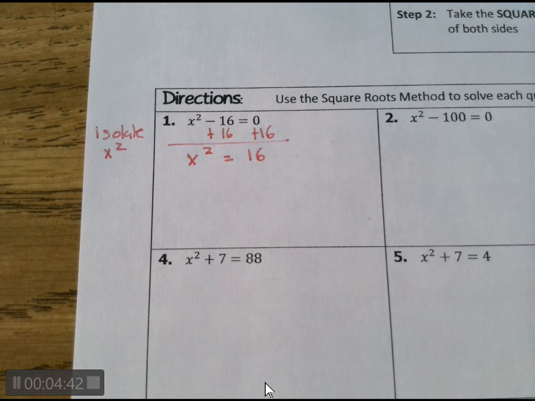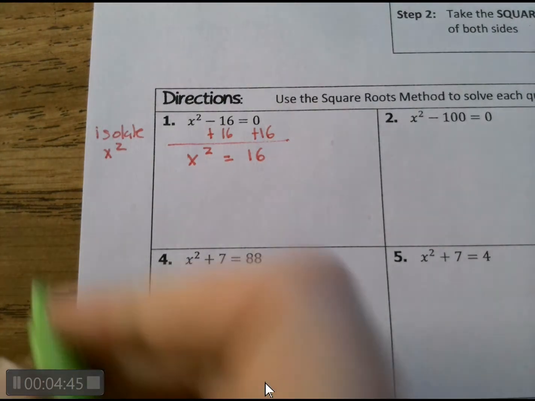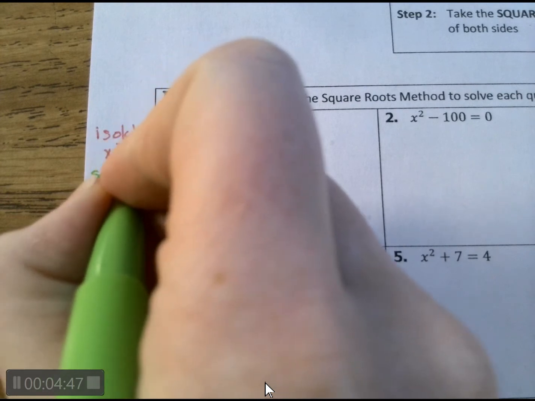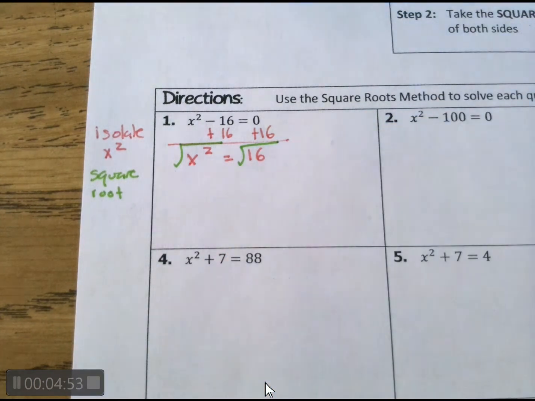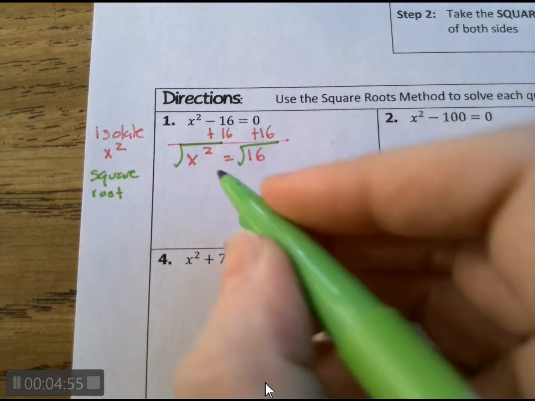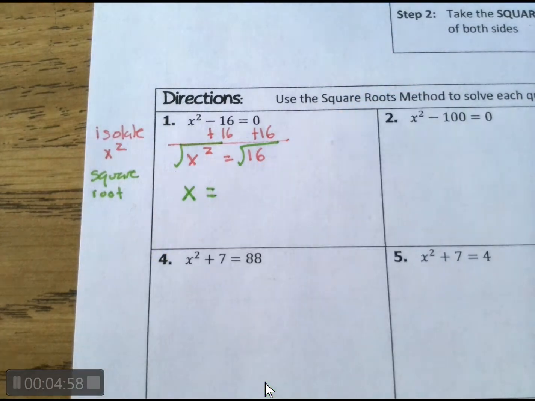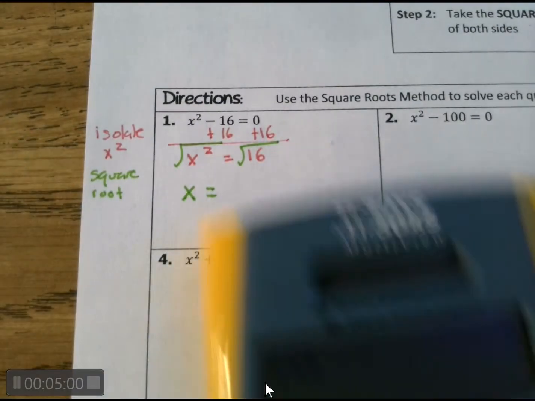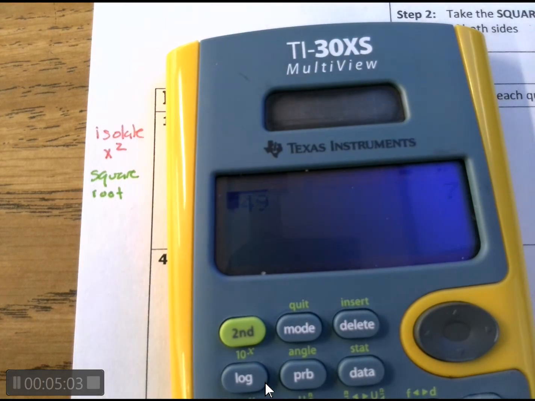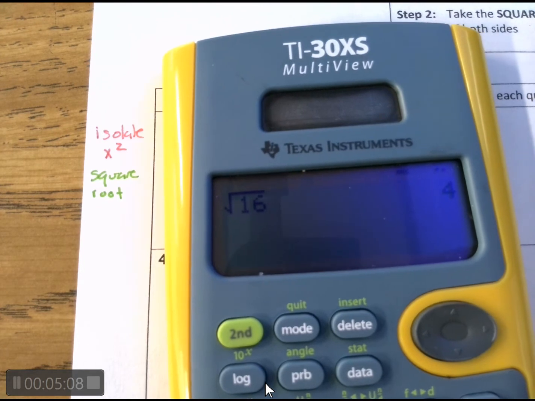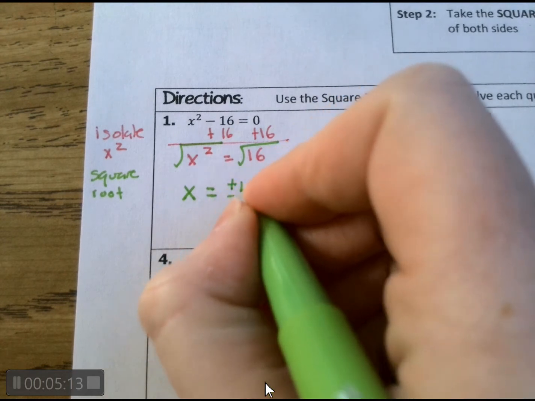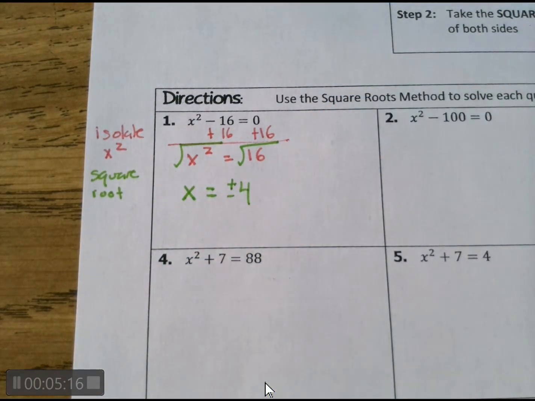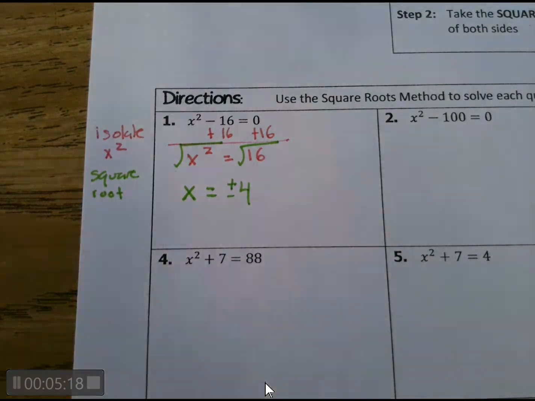The next thing we got to do is we got to take the square root. So I'm going to take the square root of x squared, take the square root of 16. Square root of x squared is always going to be x. And then if you don't know the square root of 16, put it into your calculator. Square root of 16 will give you 4. Now, your calculator will not tell you that it's also going to be negative 4. You have to remember that it's going to be plus or minus 4. All right, next one.